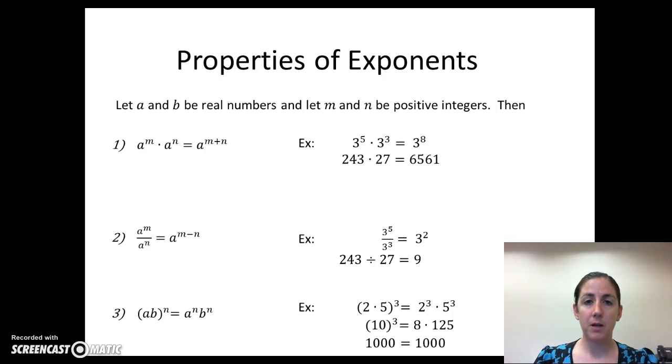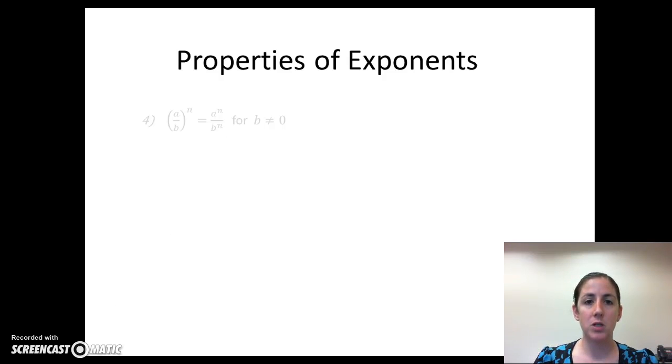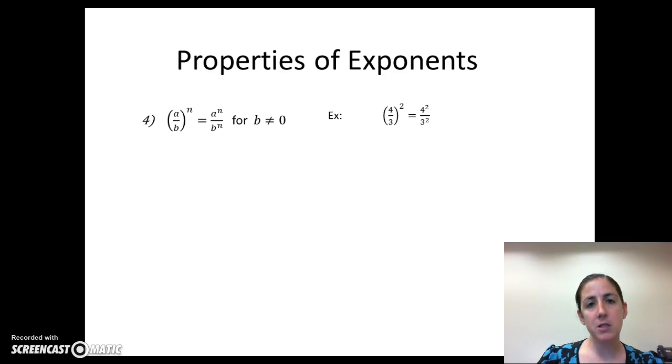This property, that if you don't have addition or subtraction you can distribute the exponent, works for division as well. a over b to the n, you can distribute the exponent, that's a to the n over b to the n. So 4 over 3 squared would be 4 squared over 3 squared. Well, remember what it means to square something, you multiply it to itself. So 4 over 3 squared would be 4 over 3 times 4 over 3. Well, multiply across, you get 4 times 4 is 16, 3 times 3 is 9, which is 4 squared over 3 squared.